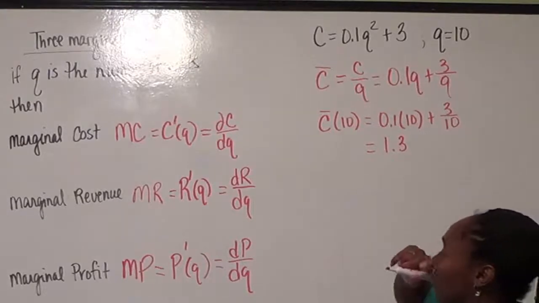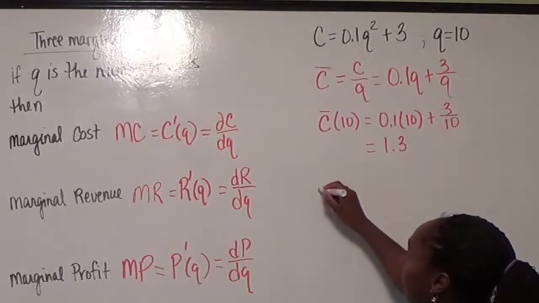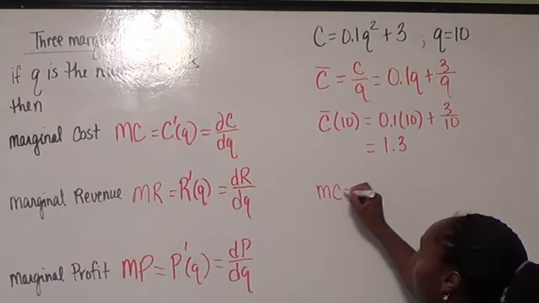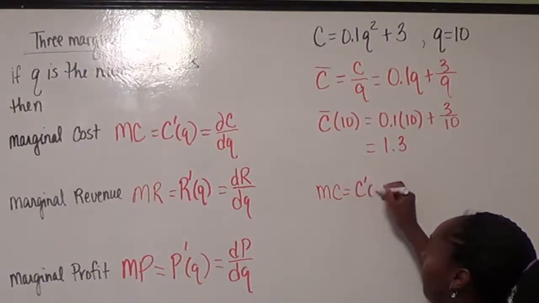Let's look at our marginal cost equation. So our marginal cost we know is going to be C prime of Q.